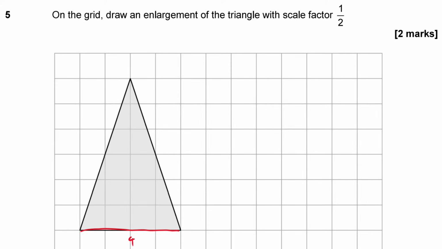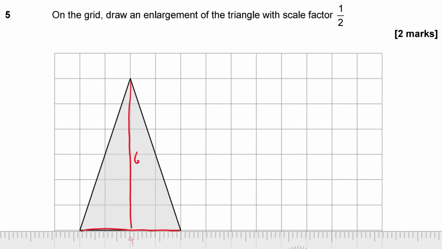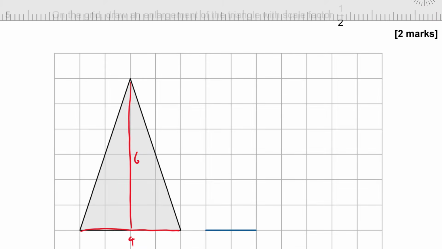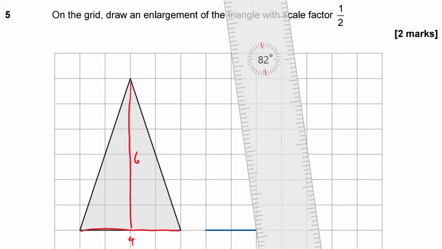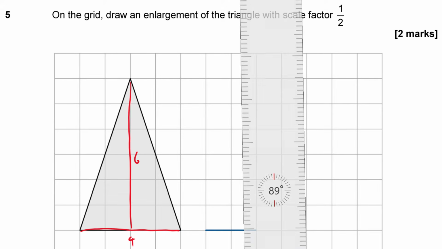So that length there is 4 squares, isn't it? Let's take the measurement of the tip above the base. That's probably the easiest one to measure. That is 1, 2, 3, 4, 5, 6 units up. So if I'm going to multiply those distances by a scale factor of 1/2, 4 times 1/2 is 2. So I'm going to get a line which is 2 units along rather than 4. And 6 times 1/2 is 3. So the tip of my triangle is going to be 3 units above.